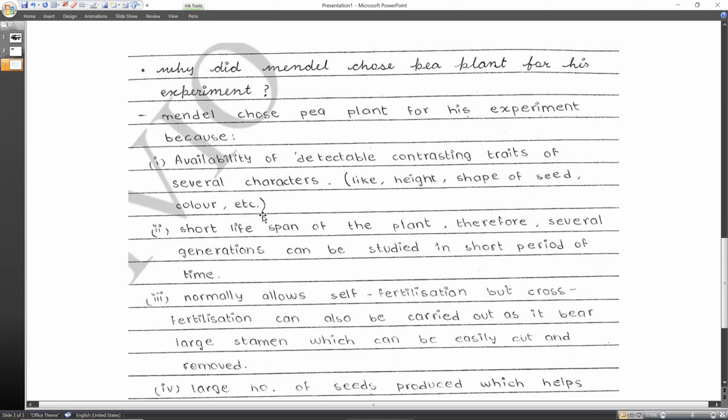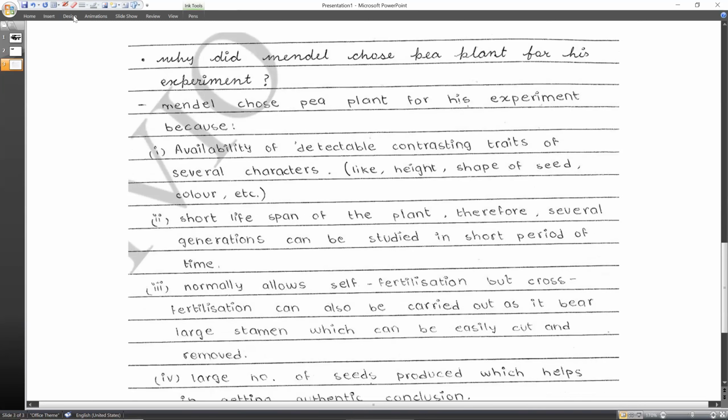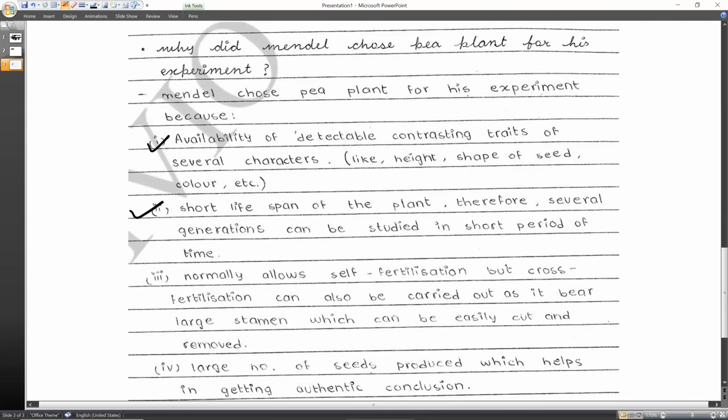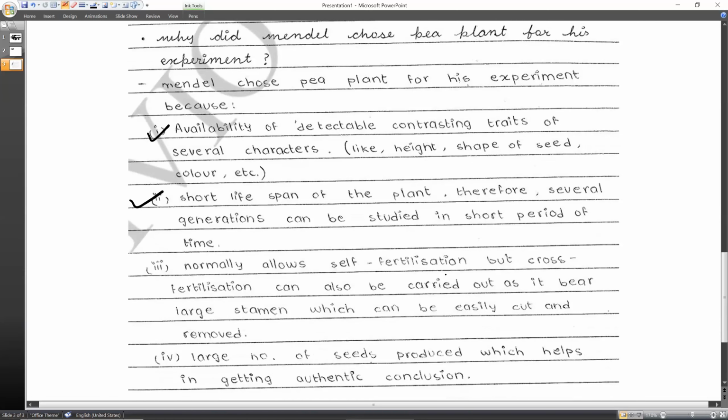So this is the availability of characters. Short lifespan: therefore several generations can be studied in a short period of time. This is the most important, short lifespan. And availability of contrasting characters. These two points are very important. This is the main reason why he chose it. Other plants also have others, but cross pollination can be carried out as it bears large stamens, which can be easily cut and removed.